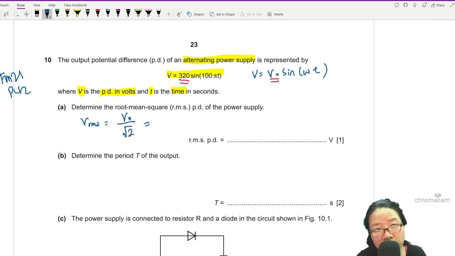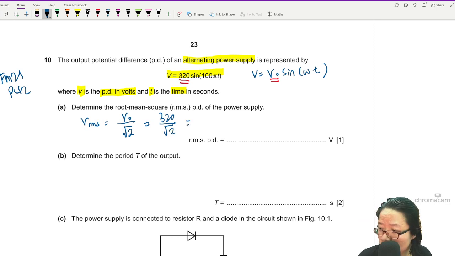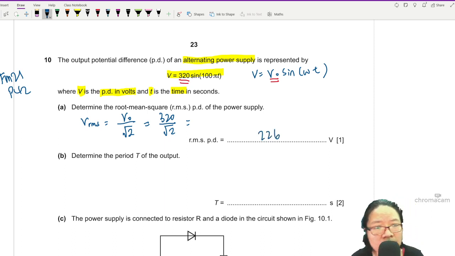For proof, all recorded already. If you have no time to know how to prove, then just memorize the equation for now. 320 divided by root 2. What you will get is 226 volt. Determine period T of the output.